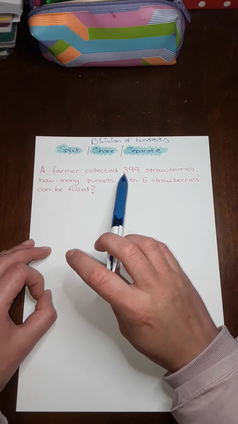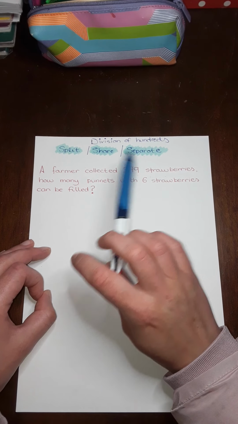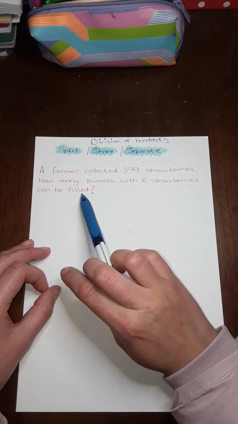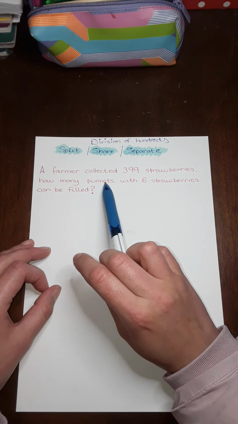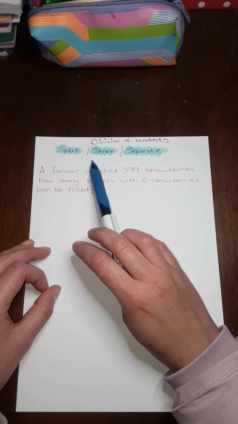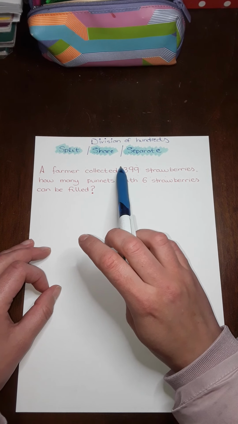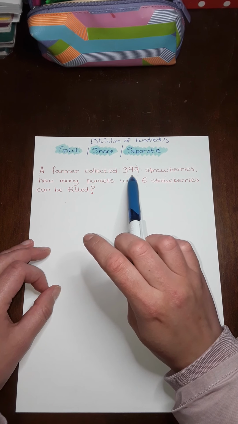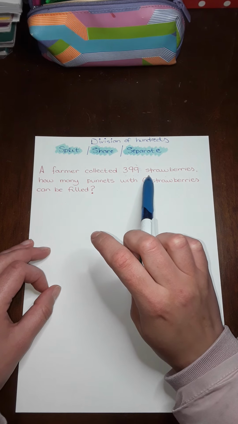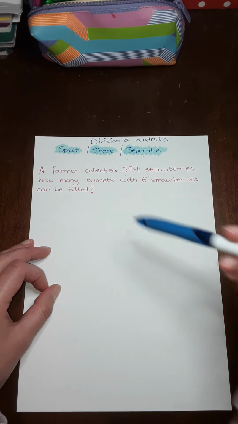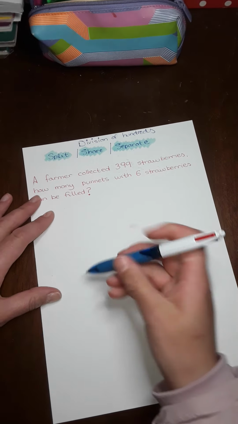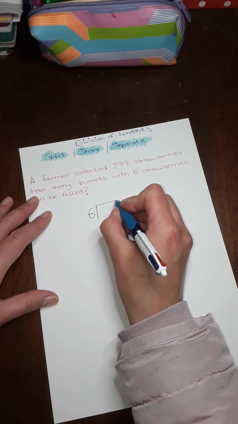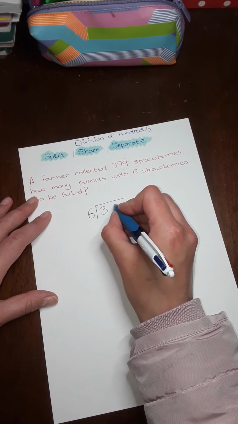A farmer collected 399 strawberries. How many punnets with 6 strawberries can be filled? Now punnet is like a basket. So the number that needs to be split, shared or separated is 399 and we call that the dividend. It is being split by 6, the divisor. So I'm going to write my division sum out, using the OR shape to get us ready for a long division.